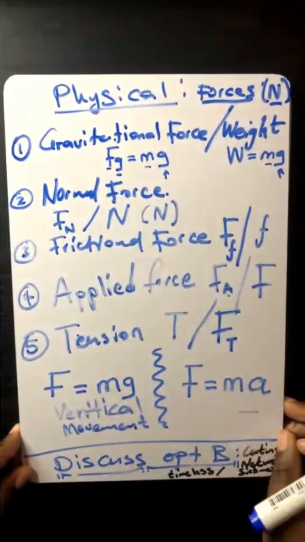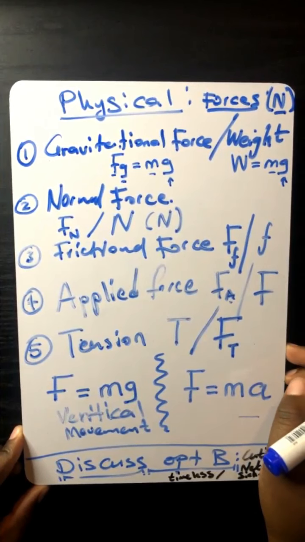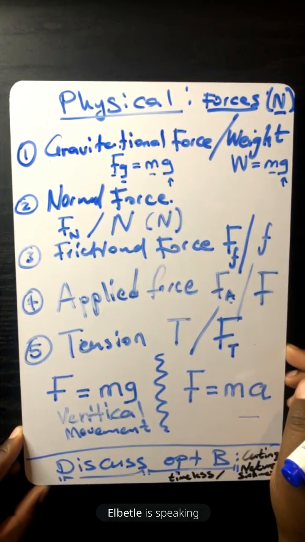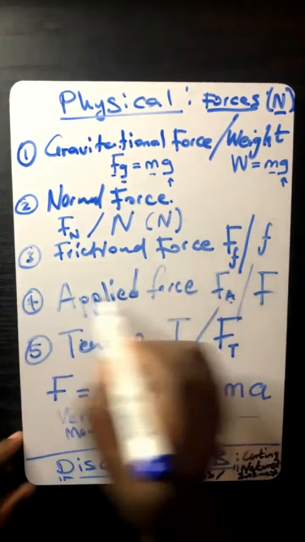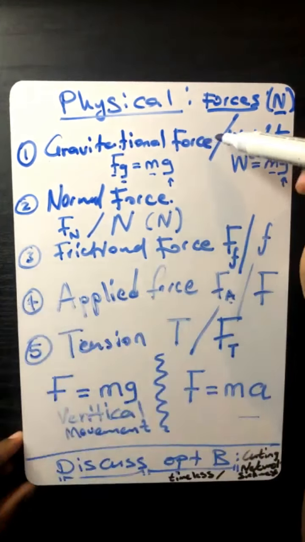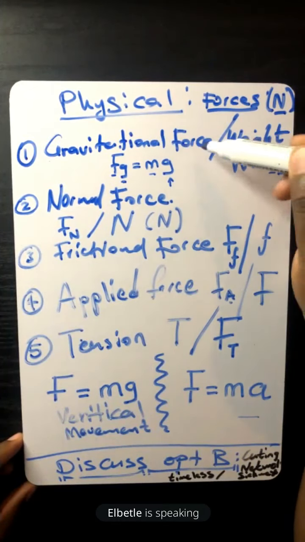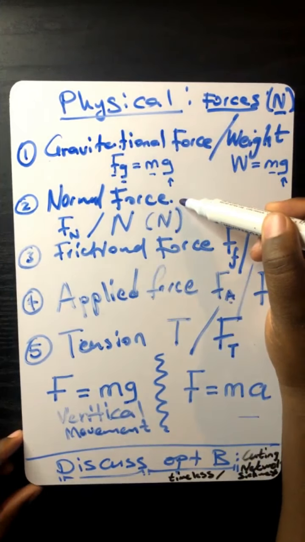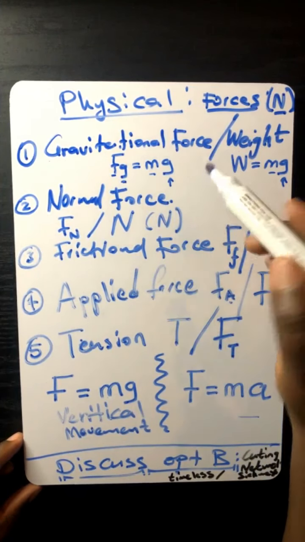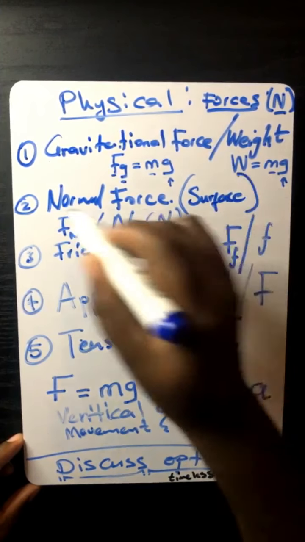Let's check. Did they ever talk about applied force in that statement? No. I don't remember. So that means number four is out. We know this one is always there, isn't it? Yes, sir. And then obviously because this one is there, it has to be there. Normal force is always there, especially if there's a surface. So if there's a surface involved, then normal force is there.